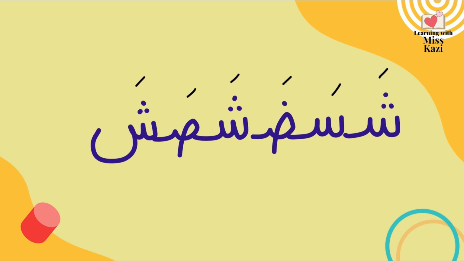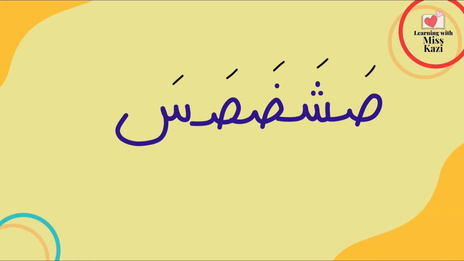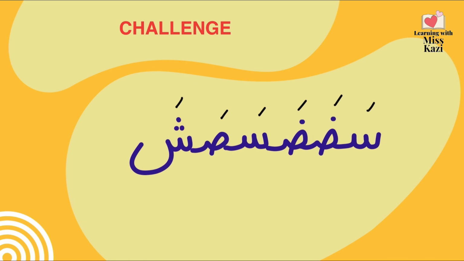Sha, sa, da, sha, saw, sha. Let's do one more. Saw, sha, da, saw, sa. Very good. Let's see if you can do this all by yourself. If you need some help, let's do it together.